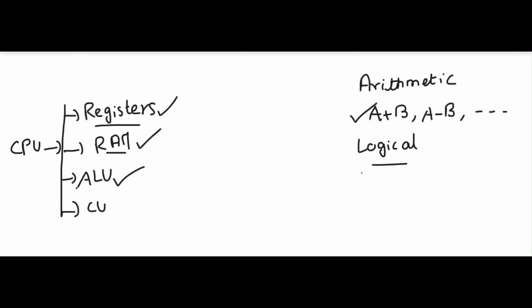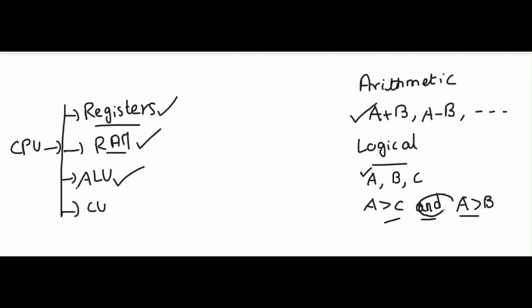Let's see a simple example. For example, I have three values A, B, and C. I just want to find whether A is bigger than B and C. How do you evaluate it? First, I will check whether A is greater than C. And then I will also check whether A is greater than B. Now, I can say that A is greater than B and C only if A is greater than C and A is greater than B.